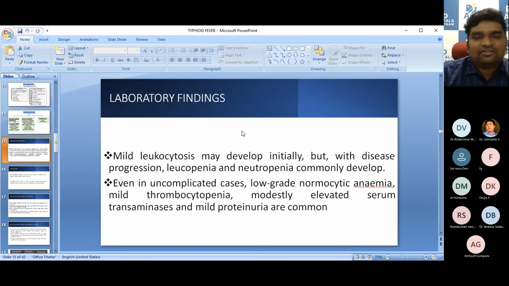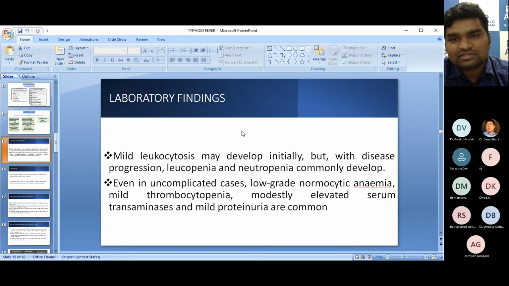So, what are the laboratory findings? First, mild leukocytosis develops initially. With disease progression, leukopenia and neutropenia are common. Other findings are low-grade normocytic anemia, mild thrombocytopenia, modestly elevated serum transaminases, and mild proteinuria.